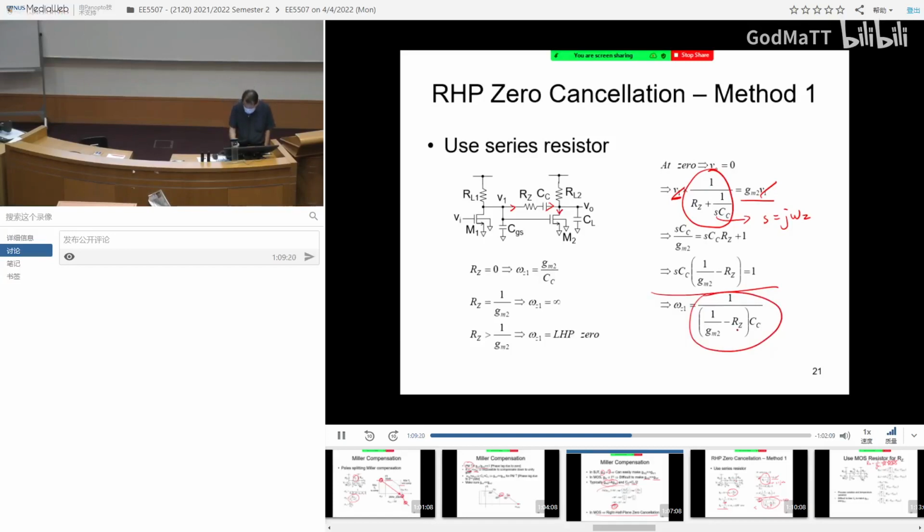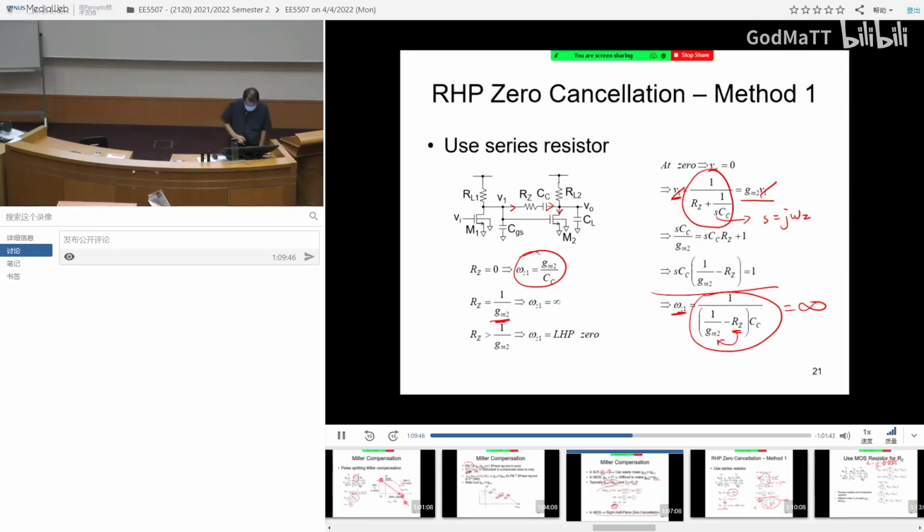If RZ equals 0, it reduces to exactly what we had before. Now, if RZ equals exactly 1 over GM2, now you can see the omega Z1. If RZ equals this guy, then this whole thing becomes infinite. Effectively, you cancel away the right half plane zero. The zero frequency happens at infinity.